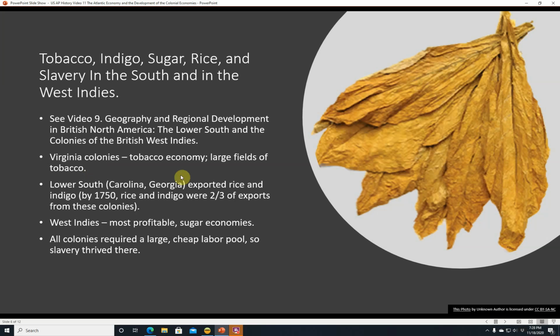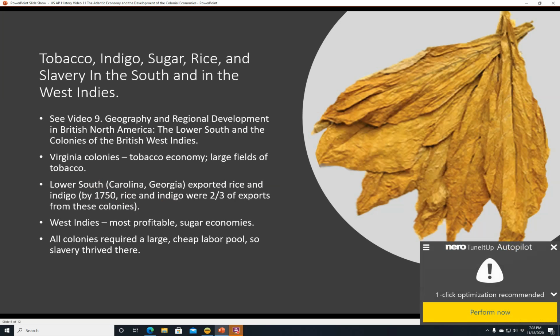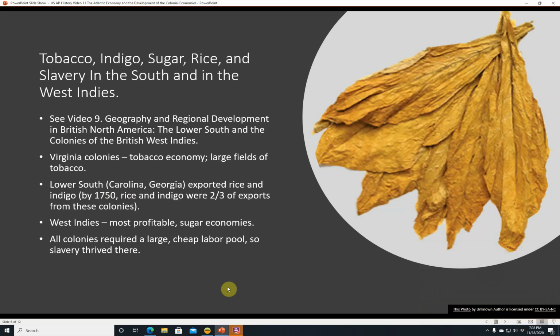The Lower South, Carolina and Georgia colonies exported rice and indigo. By 1750, rice and indigo were 2/3 of the exports from these colonies. And the West Indies, of course, were the most profitable because they were sugar economies, they had huge sugar plantations, and just like the Virginia colonies in the Lower South, they had to rely on slaves to make that even more profitable and easy to do. And all colonies required a large, cheap labor pool, so slavery thrived in these colonies.